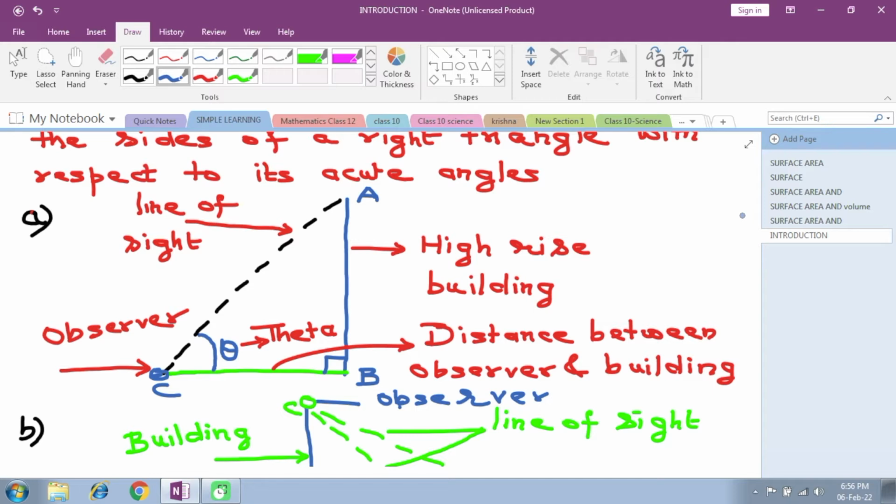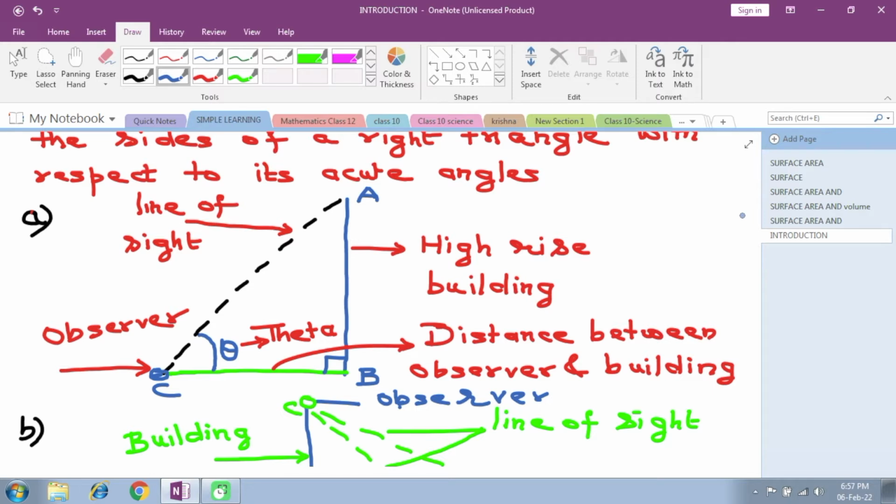How to find it? The method is that suppose there is an observer standing at point C. I have written observer at point C, and this observer looks at the highest point of the building, which is A. The imaginary line which joins point A with C, as shown in black color, is called line of sight, and the green line is the distance between the observer and the building, and it is on the ground. This is horizontal distance.